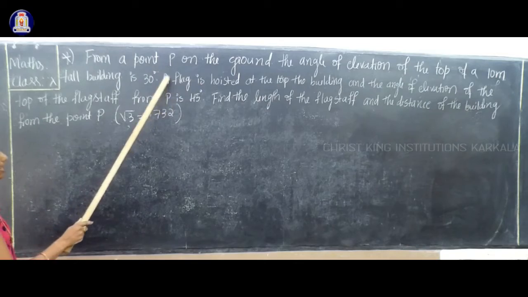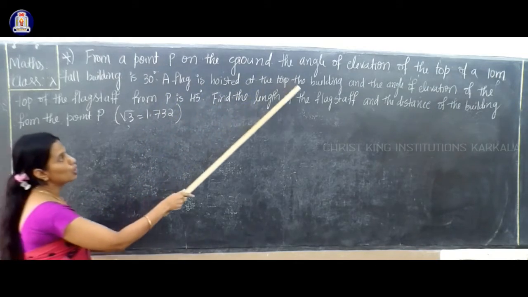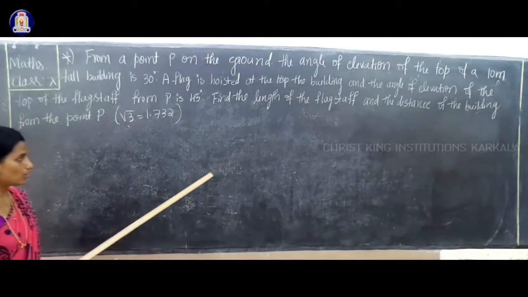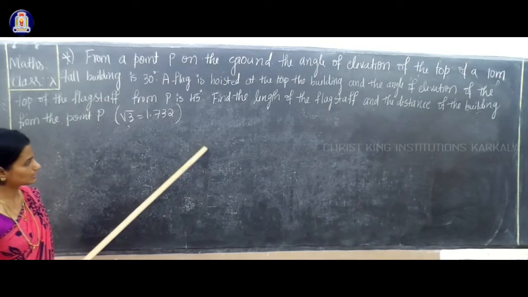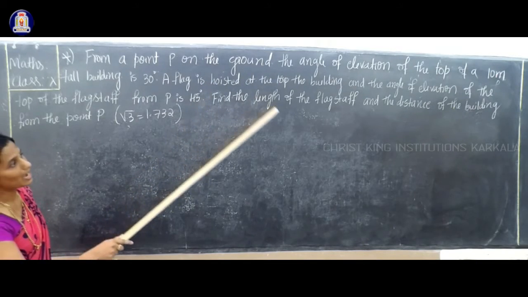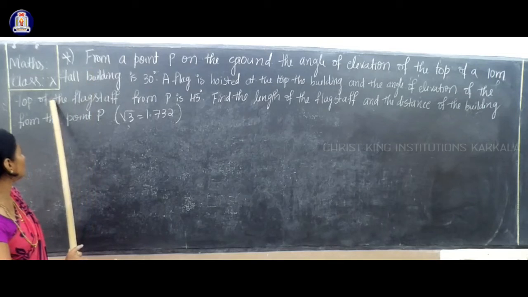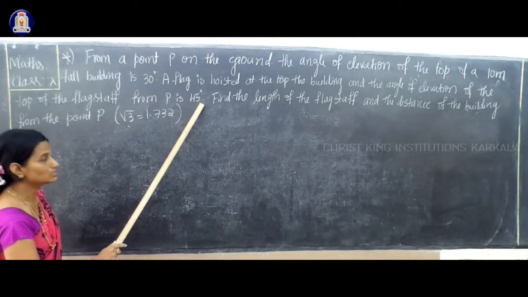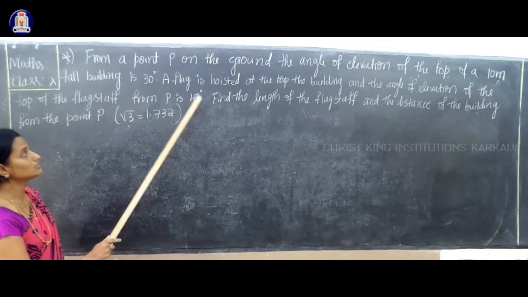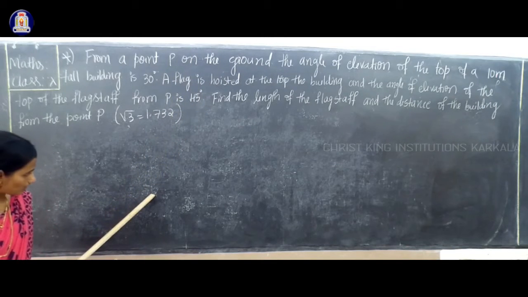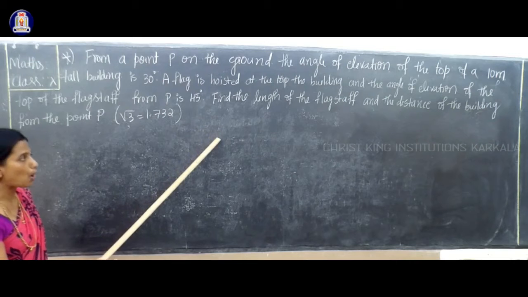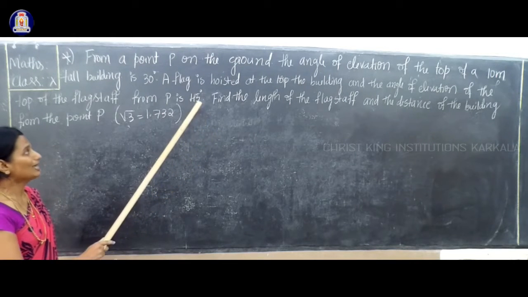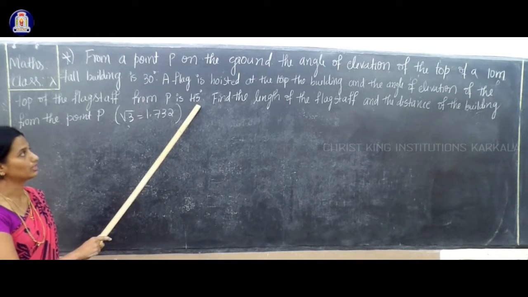A flag is hoisted at the top of the building. The angle of elevation of the top of the flag from the point P is 45 degrees. So from this point to the top of the flag, the angle of elevation is 45 degrees.